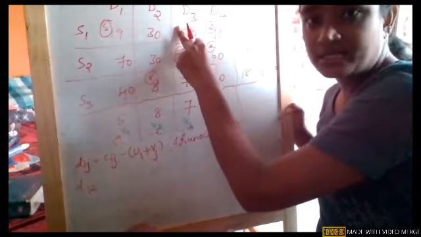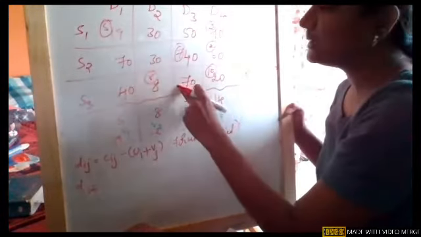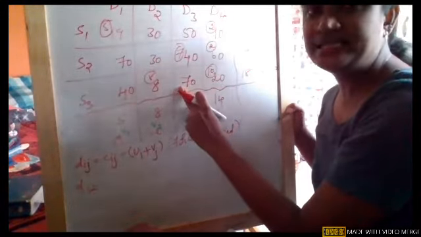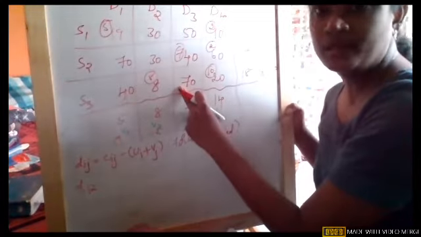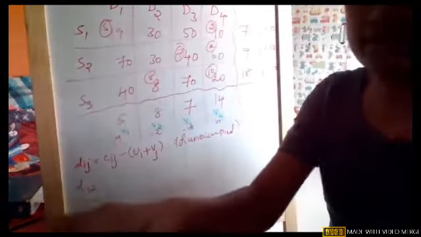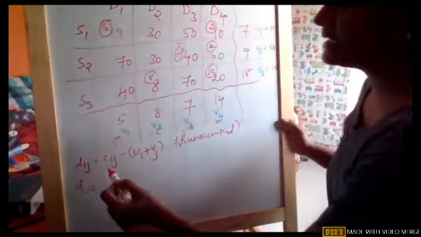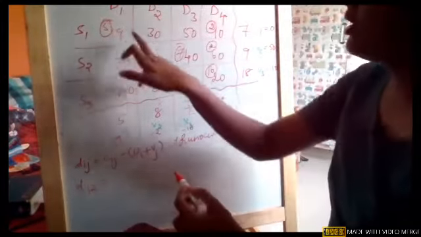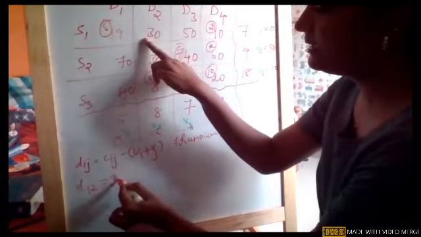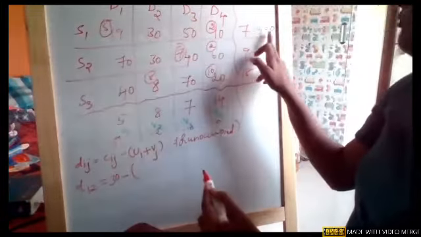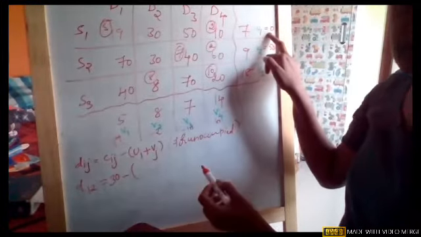I hope you are understanding the positions. I name this particular cell as D33. So it represents which row and which column. If I take D12, the cost in D12 is 30 minus, you can go back. What is the U1 value for that?